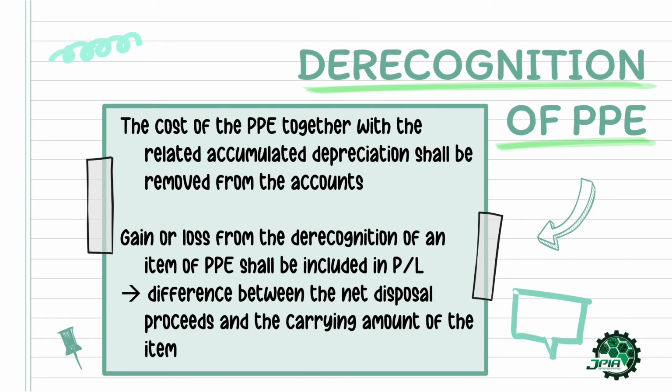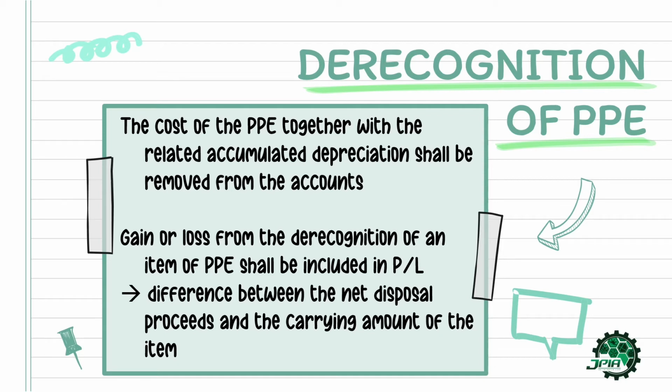So, for the recognition of PPE, kung binenta natin, kung na-dispose na siya, so the cost of the PPE together with its accumulated depreciation shall be removed from the accounts. Hindi pwedeng maiwan yung accumulated depreciation kasi, mind you, accumulated depreciation is a contra-asset account against the PPE. So, kung aalisin mo yung PPE from the books of accounts, aalisin mo din yung kasama niyang accumulated depreciation. Then, gain or loss from this derecognition shall be included in the profit and loss statement.